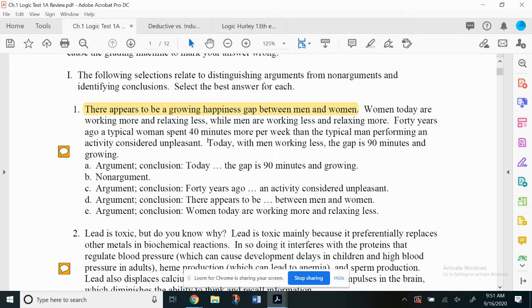Or is this the conclusion? Does everything else before it support it? Okay, so usually that's a good rule of thumb to start with. So I will let you read through it. Actually, I'll read through it with you because I'm going to milk out these first couple.